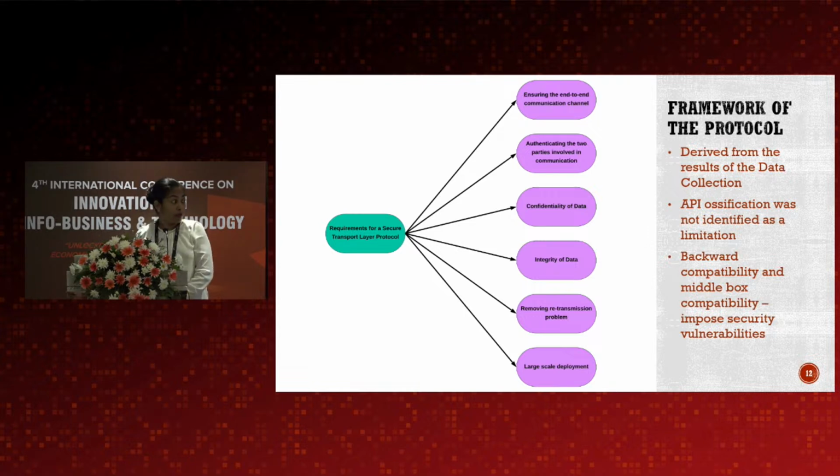This framework was derived using the results from the data collection phase of the research. And during our literature review, we found that API ossification was considered as one of the main limitations for TCP evolution. But when we consulted the experts in the network area, we found that API ossification can be overcome by using kernel-level programming. So this was not considered as one of the requirements or the limitations in the transport layer.